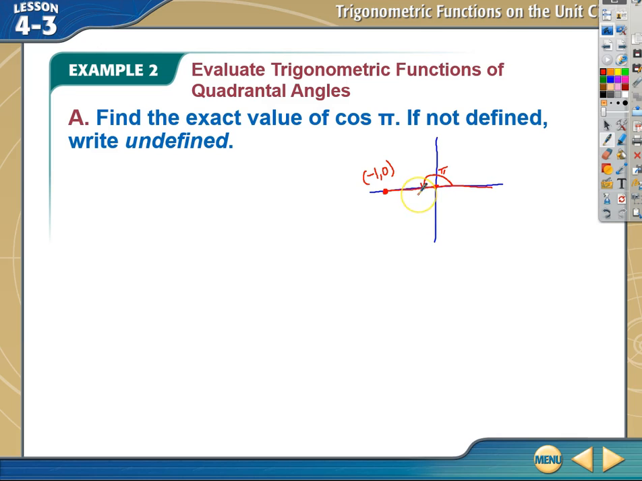My radius is 1, right? So what is cosine? Cosine, we go back to what it was. Cosine of pi, again, is equal to x over r. What's the x coordinate? -1. What was my radius? 1. So it's just equal to -1. There it is. Okay. So let's go with next.